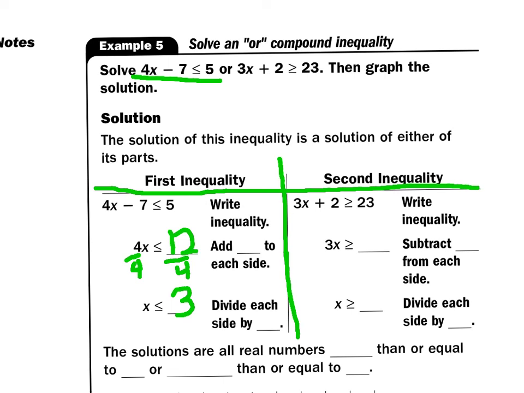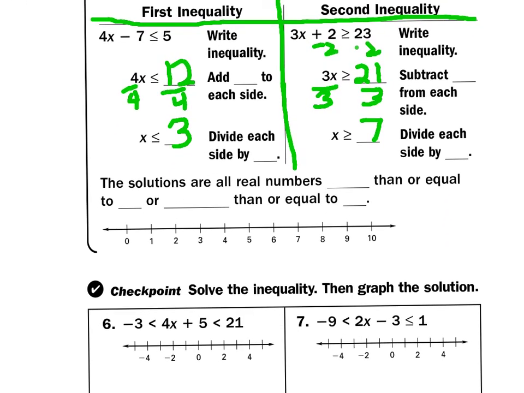My second inequality, I'm going to subtract 2 from both sides to get 3x is greater than or equal to 21. Then I'm going to divide by 3 to get x is greater than or equal to 7. So to graph this, I'm going to have closed dots at 3, and x is less than, so I'm going to color this way, and then a closed dot at 7, and x is greater than, so I'm going to color it this way.